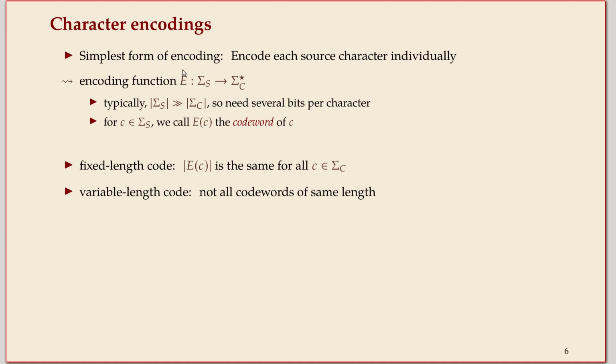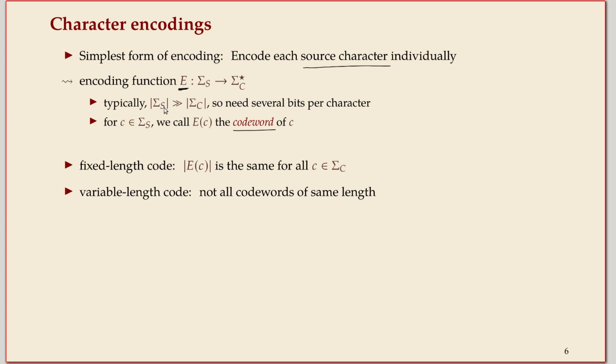The simplest form of encoding is that each character in the source text is just individually mapped to some sequence of bits. Now, a bit more of terminology. We will use E as a function that maps a single character to its code word. So the bit string that represents a single character from the source alphabet.